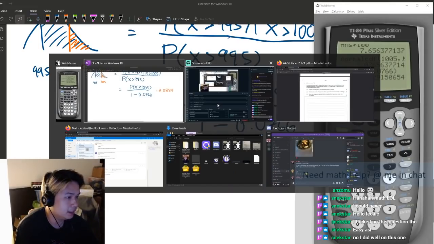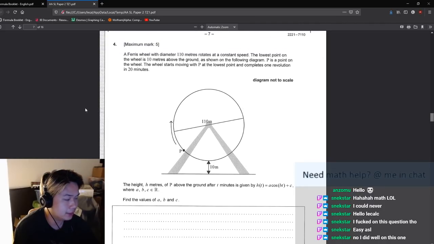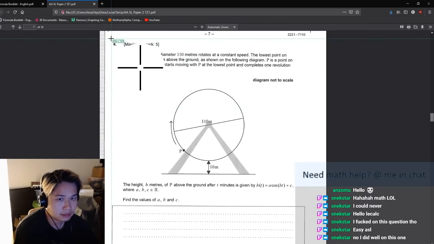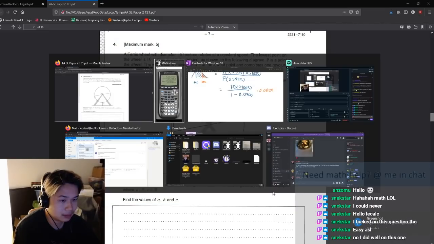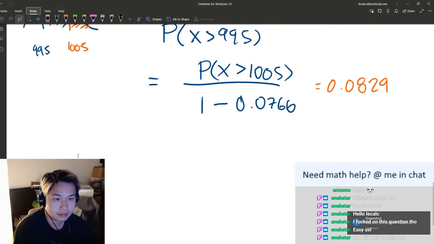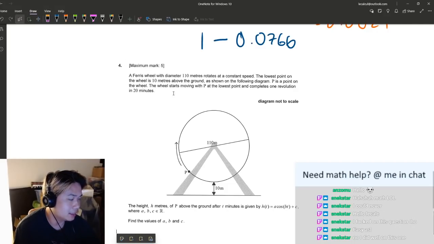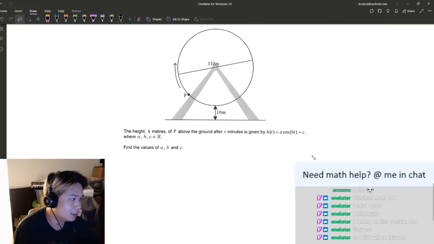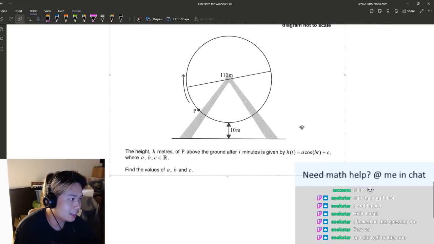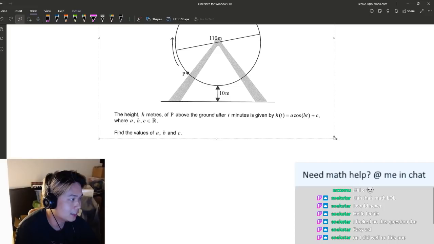Okay, not bad. Easy first 3 questions. Oh, look, a Ferris wheel. My class better know how to do this. Oh, I went on the subreddit and some people were like, what the hell was this Ferris wheel question? I don't even know what a Ferris wheel is. It's kind of sad, because this is one of the first examples I always teach when I talk about sine waves.